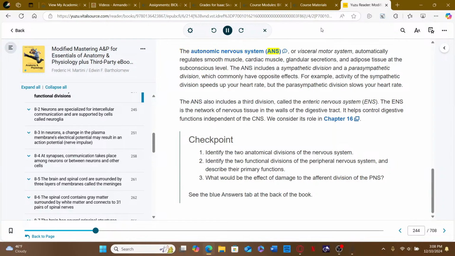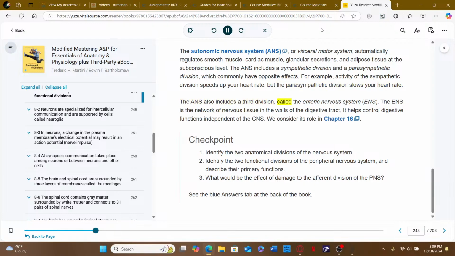The autonomic nervous system, ANS, or visceral motor system, automatically regulates smooth muscle, cardiac muscle, glandular secretions, and adipose tissue at the subconscious level. The ANS includes a sympathetic division and a parasympathetic division, which commonly have opposite effects. For example, activity of the sympathetic division speeds up your heart rate, but the parasympathetic division slows your heart rate.